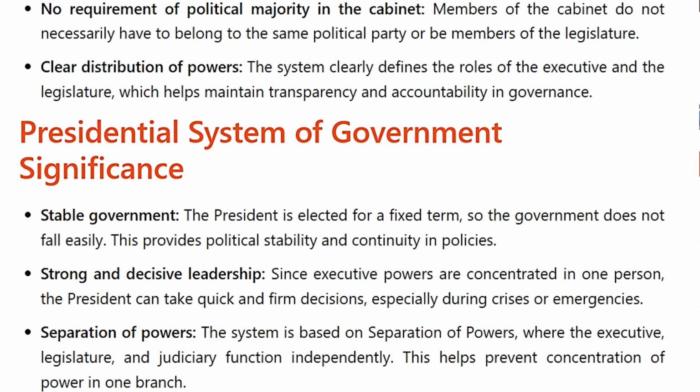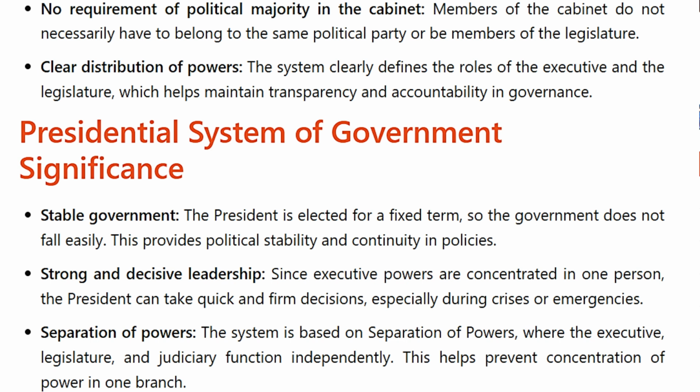Presidential system of government significance. Stable government. The president is elected for a fixed term, so the government does not fall easily. This provides political stability and continuity in policies. Strong and decisive leadership. Since executive powers are concentrated in one person, the president can take quick and firm decisions, especially during crises or emergencies.